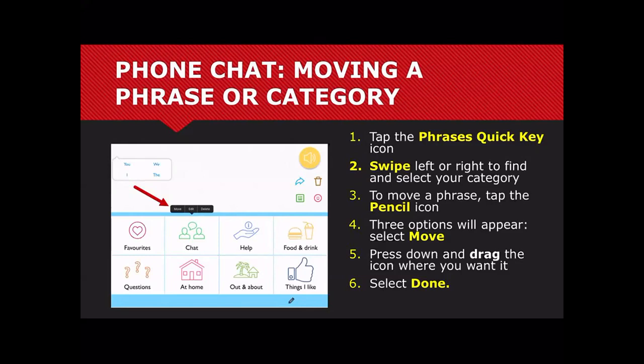Okay, so if you tap the phrases quick key, and then you swipe to find and select the category you want to move your phrases around. And then you click on the editing pencil. And when your options pop up, you hit move. And then once that's up there, you just press down and drag the icon where you want it. And then you select done. So let's look at that here.